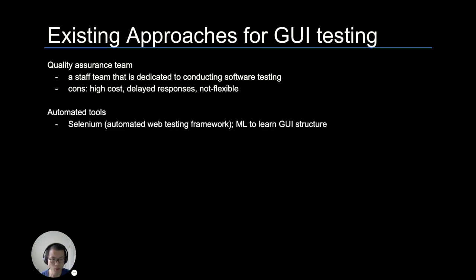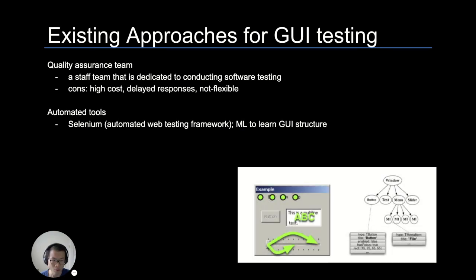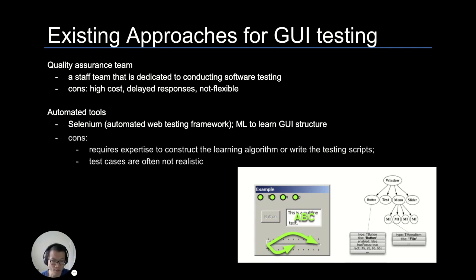The second approach is using automated tools such as Selenium or machine learning systems to learn the GUI structures. But it requires expertise to develop these techniques and often cannot be adapted to new software. And more importantly, the test cases generated by machines are often not realistic, meaning they don't occur if a human operates on the GUI.